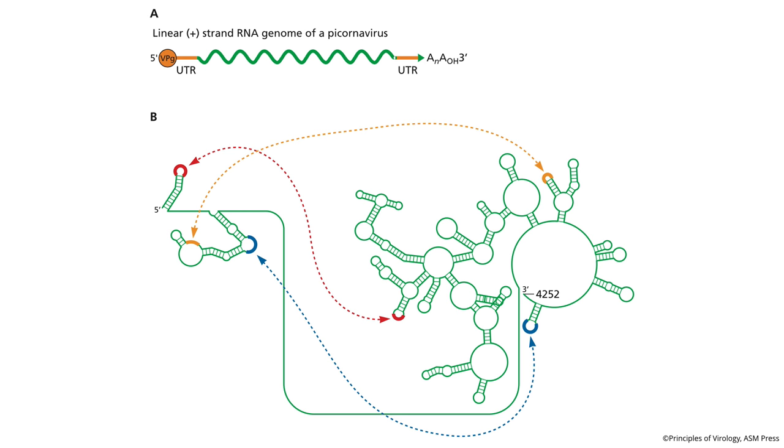So let's take the red one. This loop structure here at the left end is not base paired. It's in a loop region at the end of a stem. It is actually base pairing with a sequence further downstream. So here's the 5' end of the genome. Here's the 3' end. In addition, this blue sequence is base pairing from the 5' end to one at the 3' end. And you can show experimentally, if you disrupt these long-range interactions, the virus can't replicate.